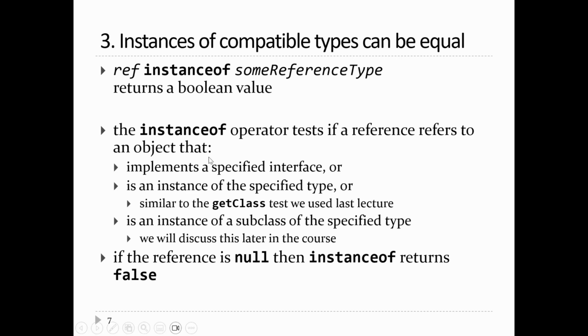So here, instanceof tests if a reference refers to an object that implements a specified interface, is an instance of that type, or is a subclass of that type. If the reference is null, so if you use a variable whose value is null, instanceof automatically returns false. So you never have to worry about it throwing an exception.